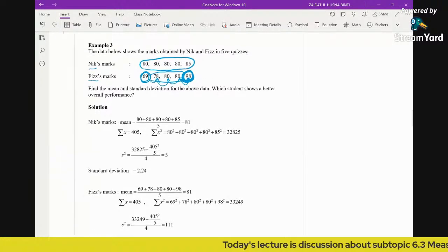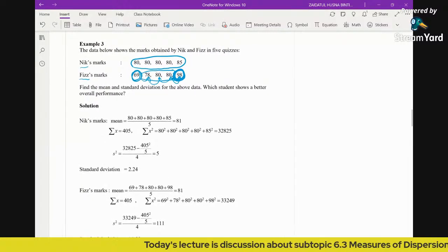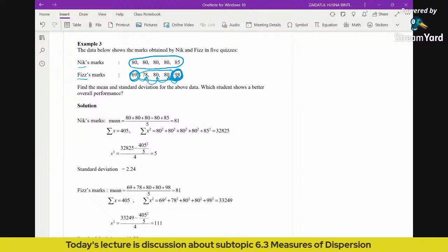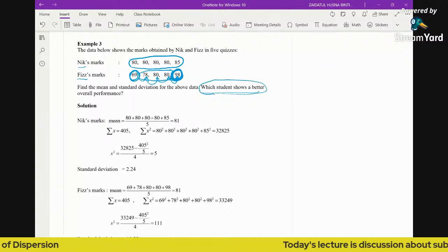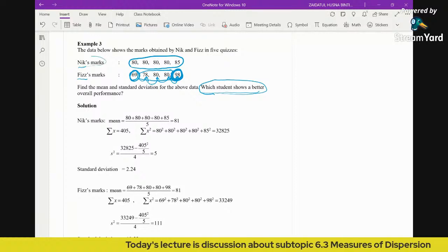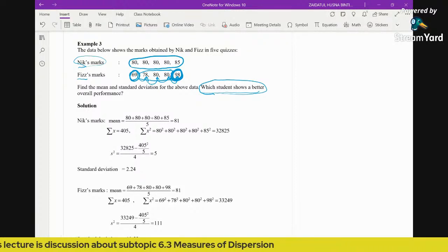Okay, so now based on these two sets of data, find the mean and standard deviation for the above. And the question says which student shows a better overall performance. So how can we identify this student? First we need to find the mean. For Nick, we are going to find the mean using the formula. We find the sum, then we divide by 5 because there are 5 quizzes in total.